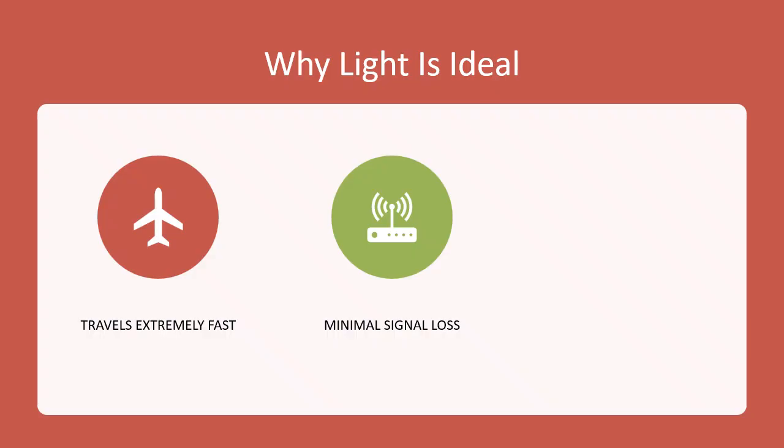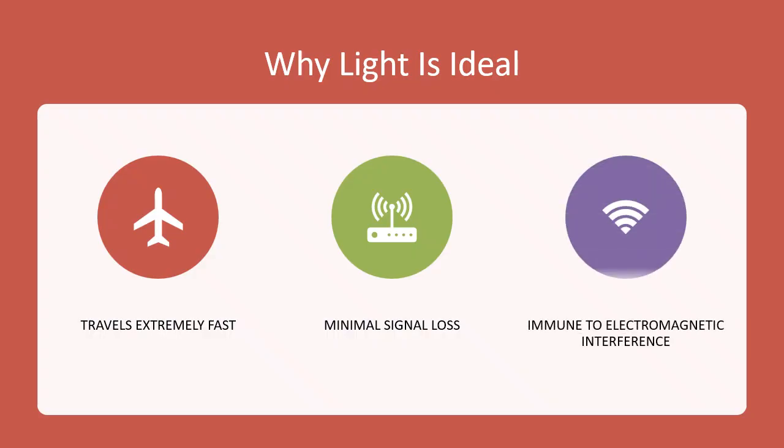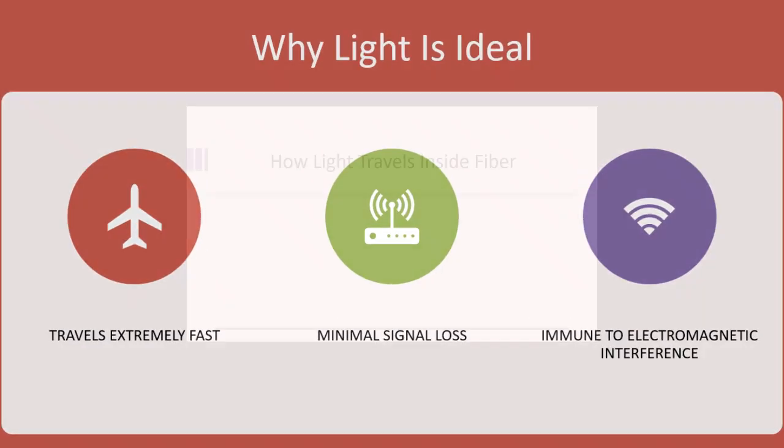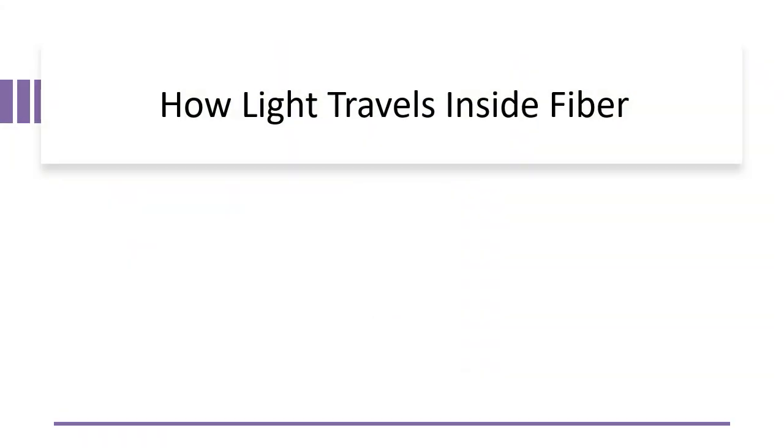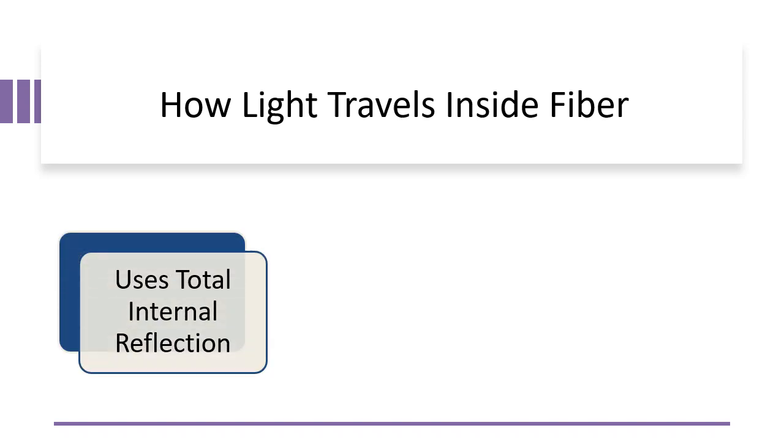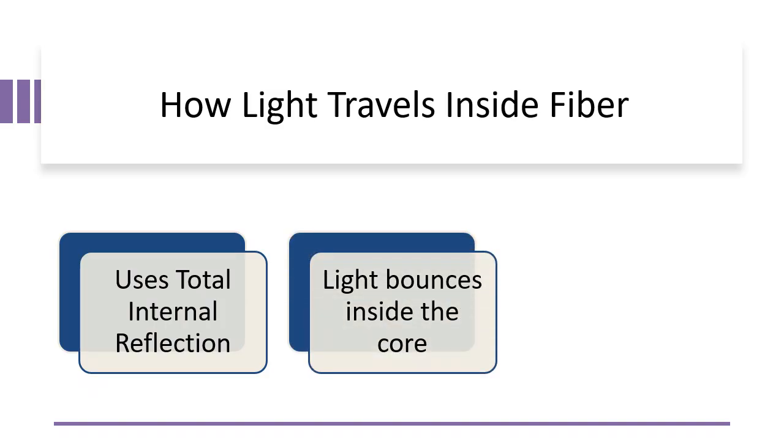How light travels inside fiber? Inside a fiber optic cable, light travels using a principle called total internal reflection. The light repeatedly bounces off the inner walls of the fiber. This allows the signal to stay trapped and travel long distances without escaping.